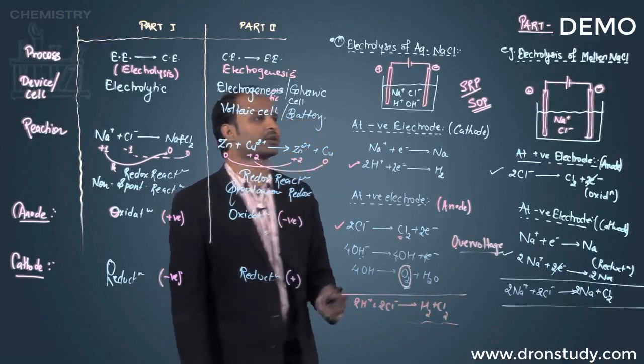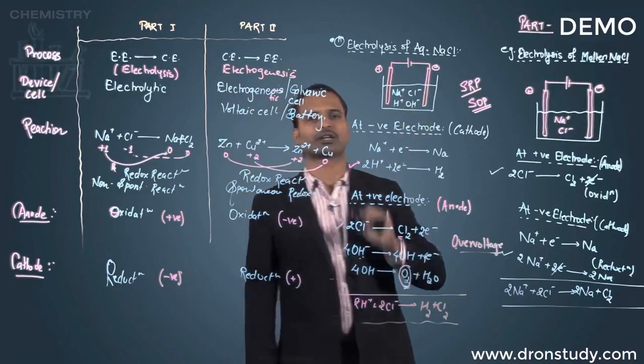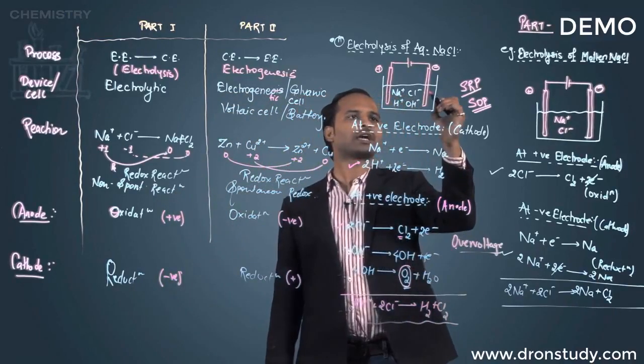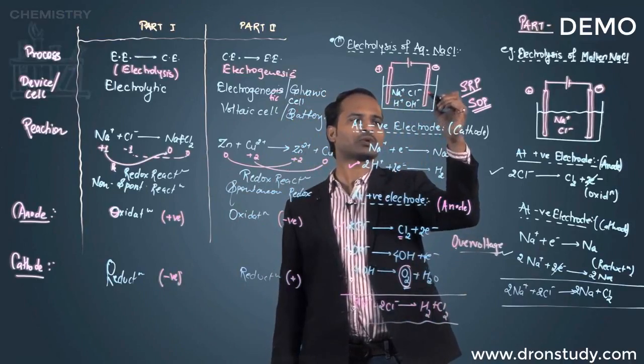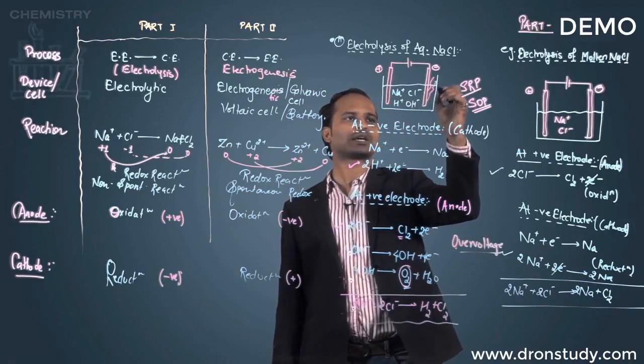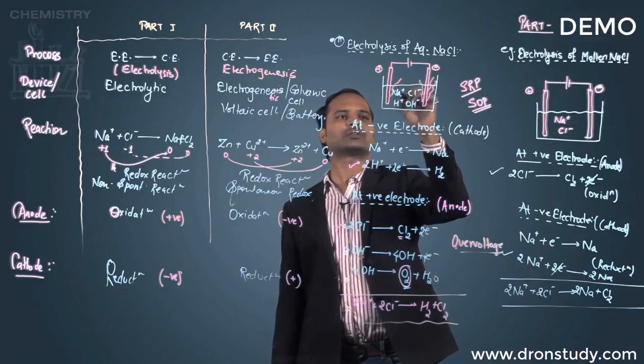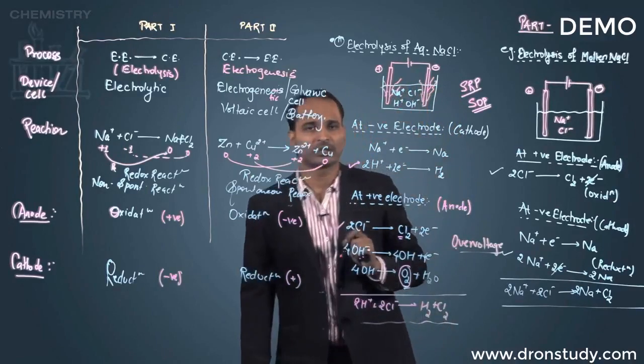Means during the electrolysis, Na plus and OH minus ions will remain in the solution, while from the cathode, hydrogen gas will liberate, and from the anode, the oxygen gas will liberate.